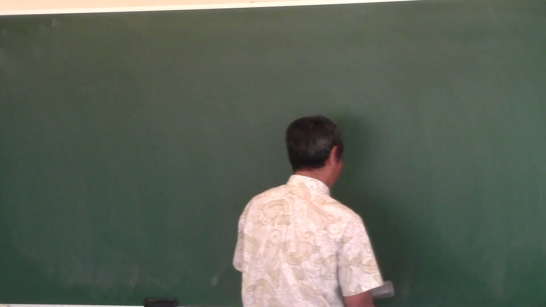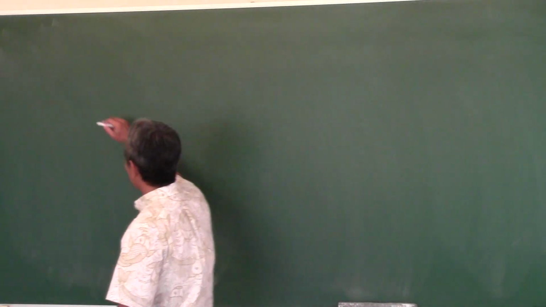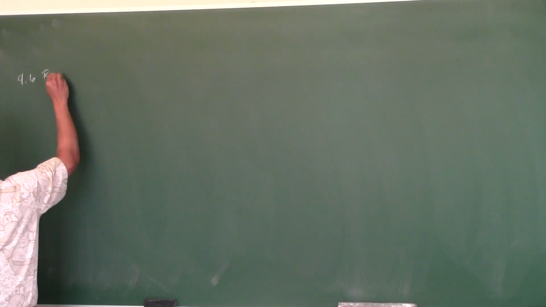Okay, I'll just do as many examples as I can right now. Okay, so 4.6. This is called related rates.